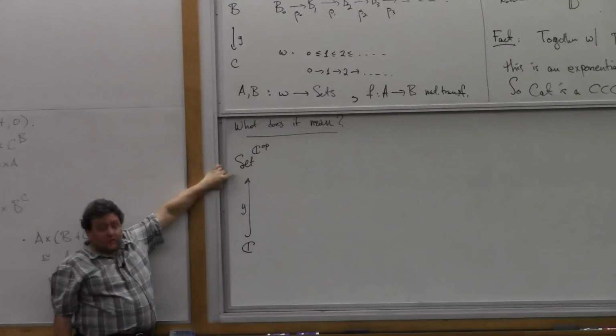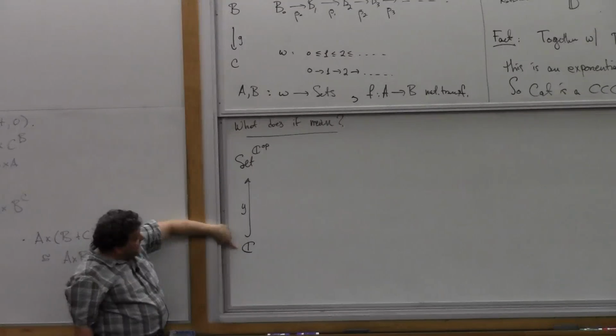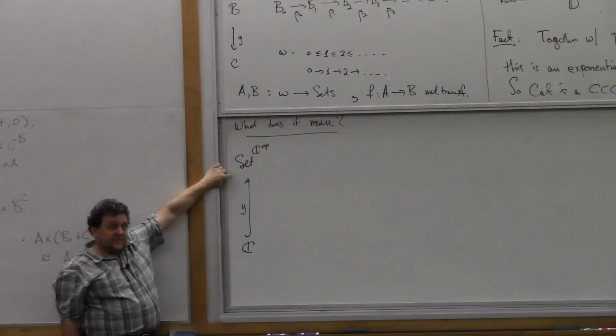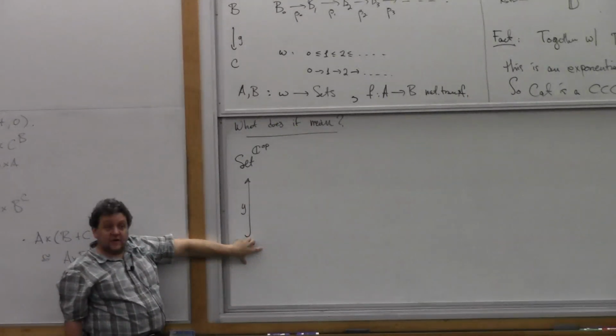If we had done it the other way around, we'd get a contravariant representation of C. We want a covariant representation of C because the way we think of this whole setup is this. C is some category that we're interested in. We want to do something with it, okay?